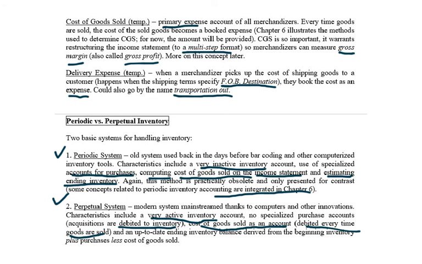And of course, we have an up-to-date inventory balance derived from beginning inventory plus purchases less cost of goods sold. So in other words, that's the key factor here: we have an active inventory account, so we have a better idea what's actually going on there at all times.